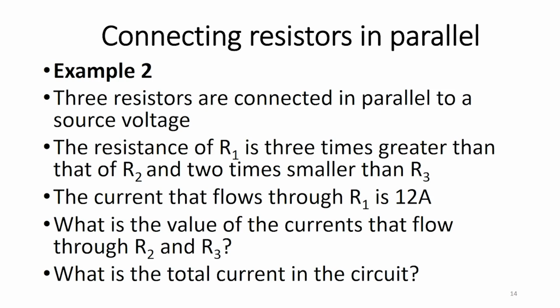Example 2. Three resistors are connected in parallel to a source voltage. The resistance of R1 is 3 times smaller than that of R2 and 2 times smaller than R3. The current that flows through R1 is 12 amps. What is the value of the currents that flow through R2 and R3? And also, what is the total current in the circuit?